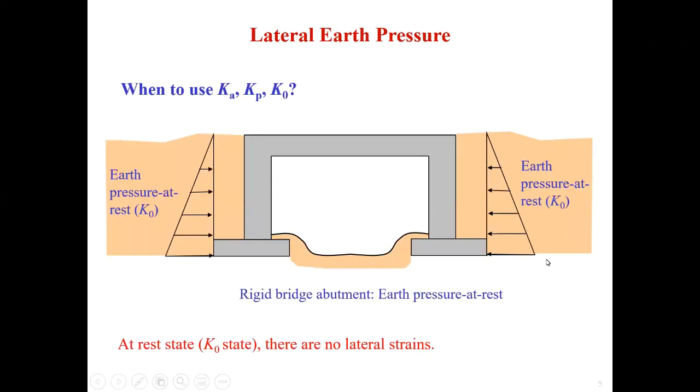So this case is a rigid abutment, including the bridge deck. The soil is compacted because the geometry is symmetric. Obviously, that's symmetric, so there's no lateral movement of the soil, or even any tendency of the soil to move. This is the so-called K0 state, or at-rest state, and there are no lateral strains within the soil.